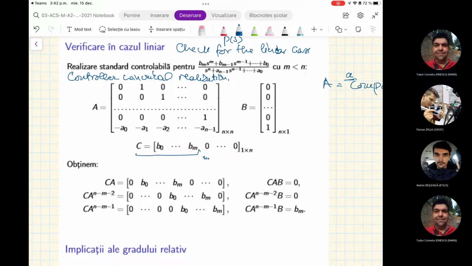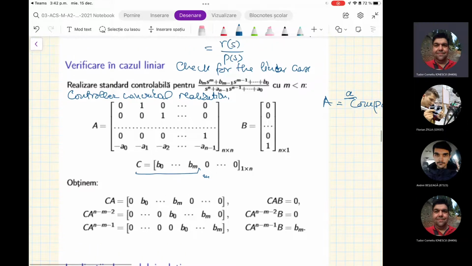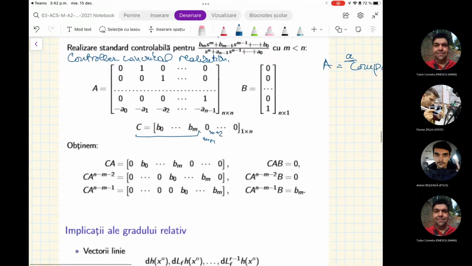Wait. So from B0 to Bm, you have how many coefficients? M plus 1, yes? So this starts from m plus 2 here, up to n. Okay, up to n. Cool. So when you do CA, you get C times A. You get like this.